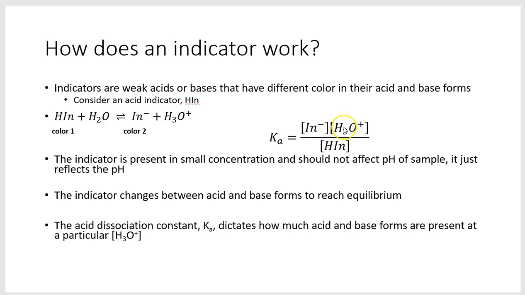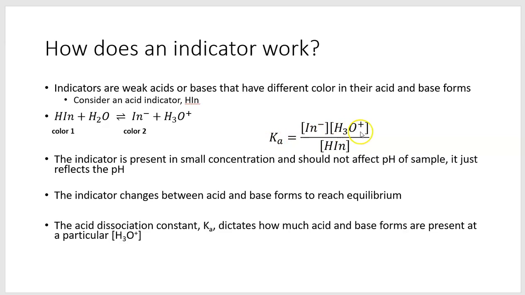So what we want to think of is that when we're using an indicator, the H3O plus is almost exclusively determined by another compound. And as a result, the ratio of the base form and the acid form of the indicator change so that Ka is maintained. So Ka is a constant.